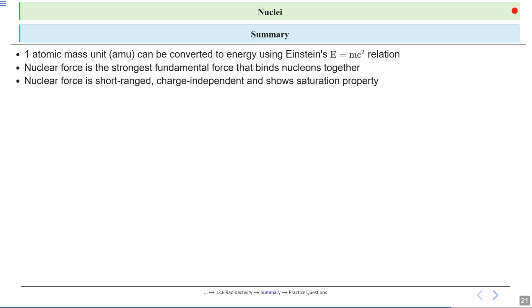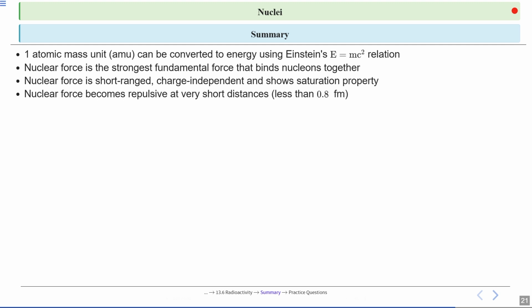Nuclear force is short-ranged, meaning it only acts over distances of a few femtometers, about the size of a nucleus. It's also charge independent, so it acts the same way between two protons, two neutrons, or a proton and a neutron. Finally, it shows saturation, which means each nucleon only interacts strongly with its immediate neighbors, not with all nucleons in the nucleus.